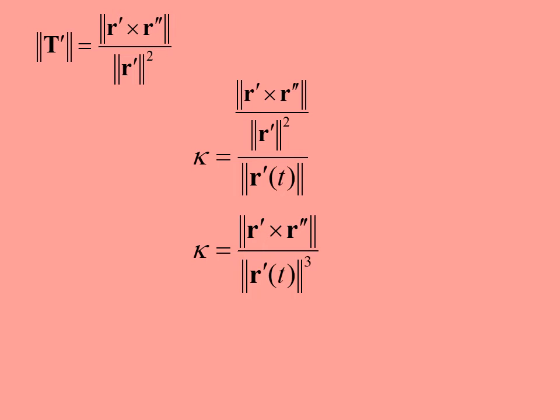Now, I like this one. Well, probably because it's easy to program on the calculator. But this one has everything in terms of just r and its derivatives. So you can just take r, do its derivative and its second derivative, and then stick them together here, and you've got curvature. You don't have to do any reparameterization, and you don't have to find any unit tangent vectors.